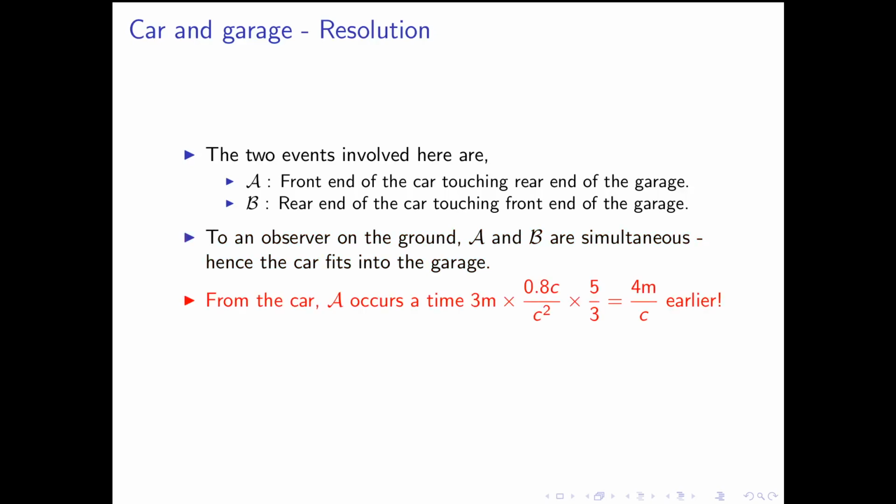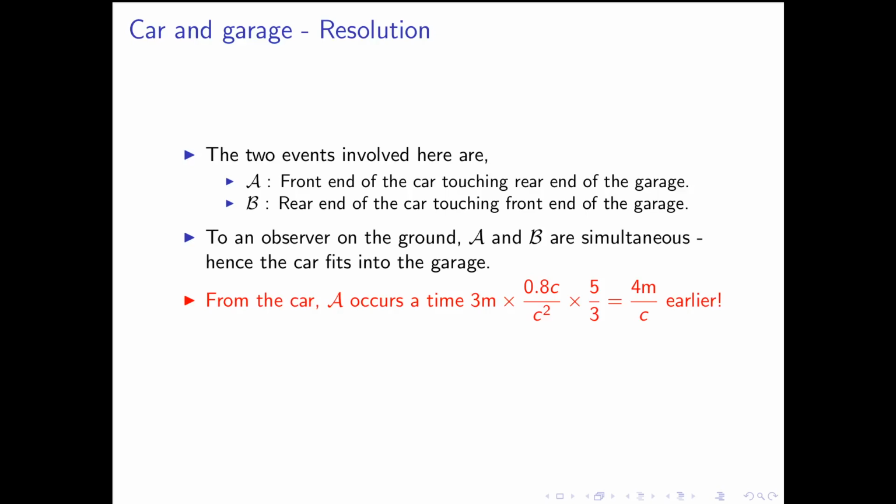Now, from the car's point of view, these two events do not occur simultaneously. That's the point that we have been trying to make all along. What is the time gap between the two events? The time gap is given by L gamma V by c square. So L here is 3 meters, gamma is 5/3, V is 0.8 c. So if you use all of that and cancel out factors, you ultimately end up with a result that from the point of view of the car, the event A occurs earlier by a time given by 4 meters divided by the speed of light. 4 light meters, if you really want to use that unit.